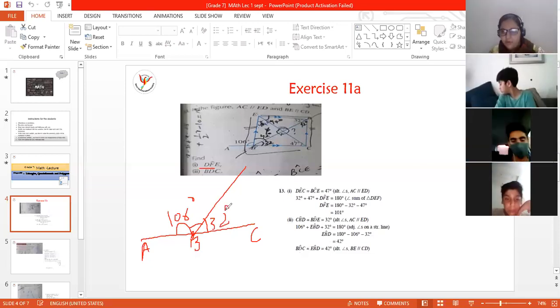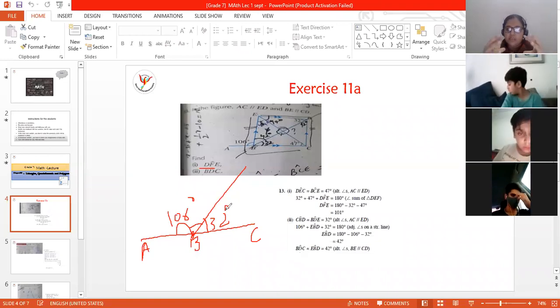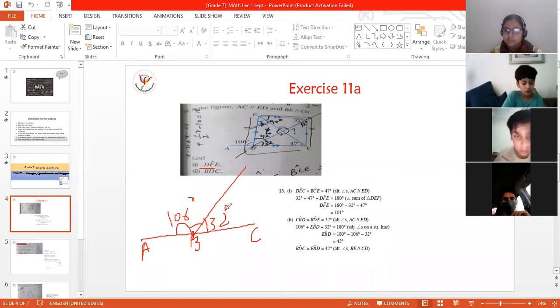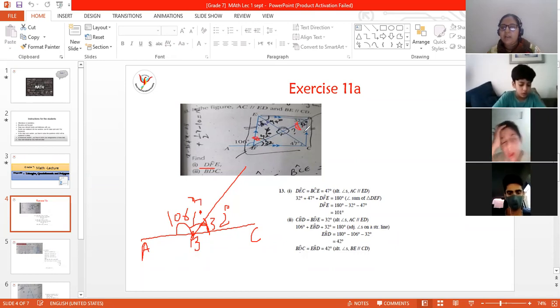We have a concept of adjacent angles on a straight line, that whenever there is a straight line, the angles which are combined with each other are known as adjacent angles on a straight line. If you can see, this B is making angle 1, which is 106 degrees, angle 2, which is 32 degrees, and this angle is unknown, and we have to find BDC.